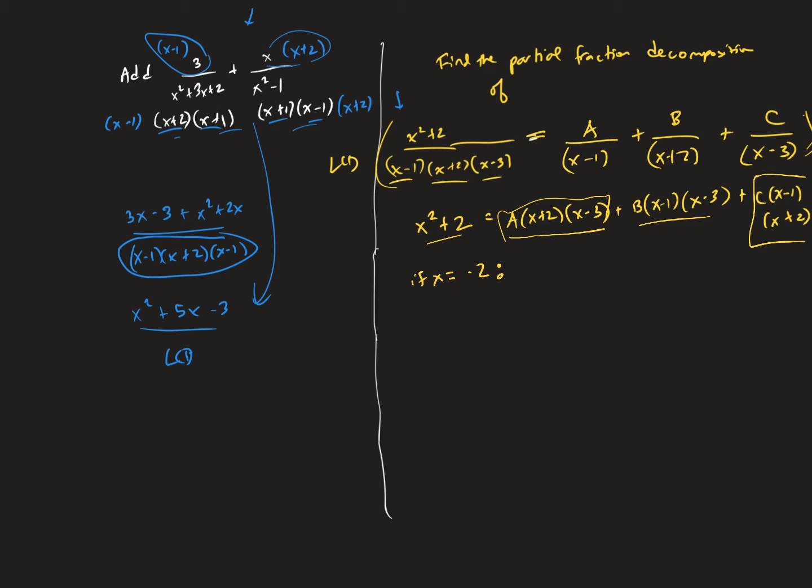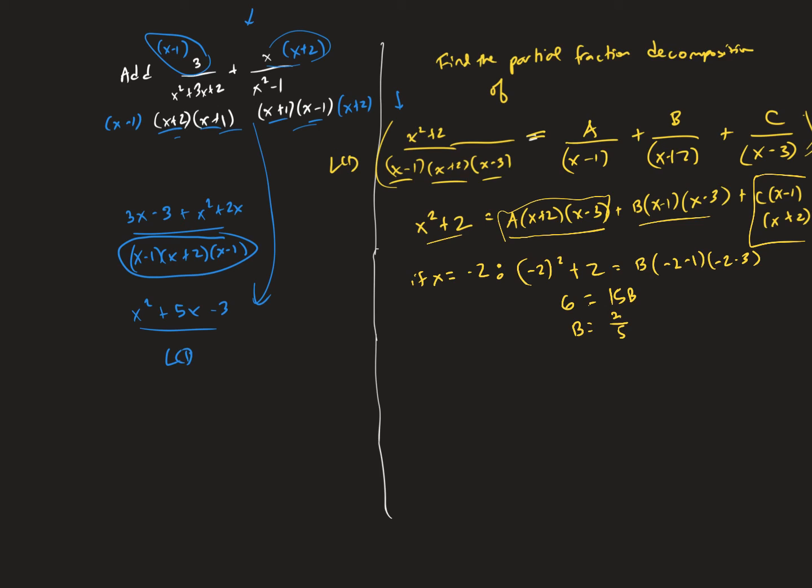So what this looks like here, on the left-hand side, I had an x squared plus 2. So this is going to be negative 2 squared plus 2 equals b times (negative 2 minus 1)(negative 2 minus 3). And so what I get is 6 equals, and that's negative 3 times negative 5, so 15b. And that tells me that b is 6 over 15, which is 2/5.